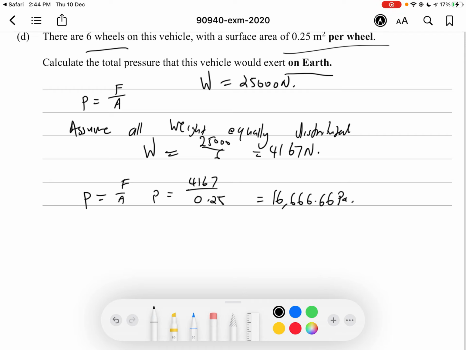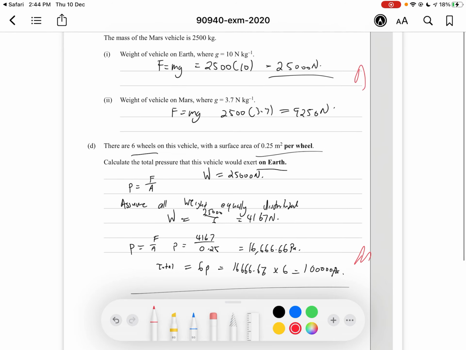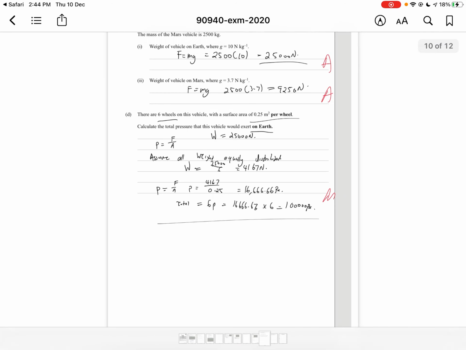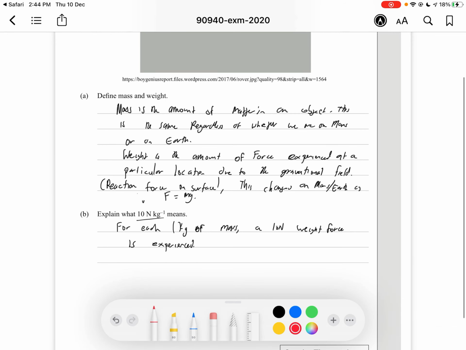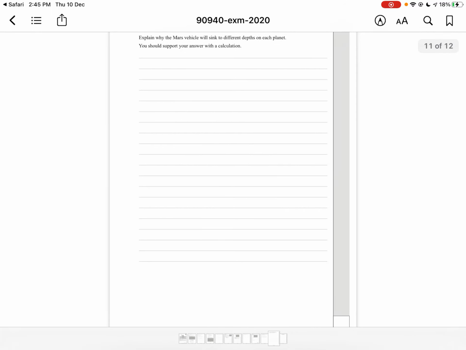So if we multiply by 6, we should get the total pressure. Multiplying by 6, the total equals 6P, which equals 16,666.66 multiplied by 6, which equals 100,000 pascals. That's our final answer for this question. That's the questions here. That should just be achieved. Defining mass and weight, that's achieved as well. It's a very simple achieved question there.